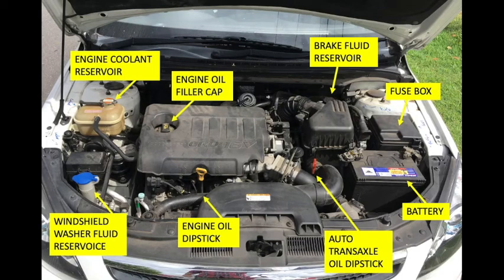Okay, this is a sample of an under the bonnet. This is a Hyundai i30 diesel. So we can see the components from the top left, and we'll go around like it's a clock. Engine coolant reservoir, engine oil filler cap, brake fluid reservoir, fuse box, battery, auto transaxle oil dipstick, engine oil dipstick, and windshield washer fluid reservoir.